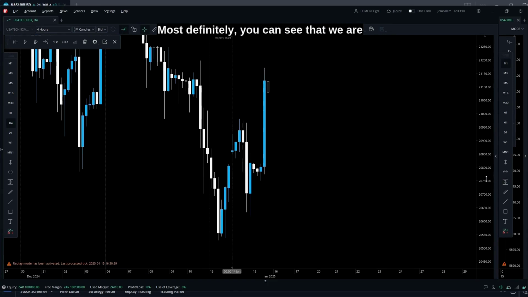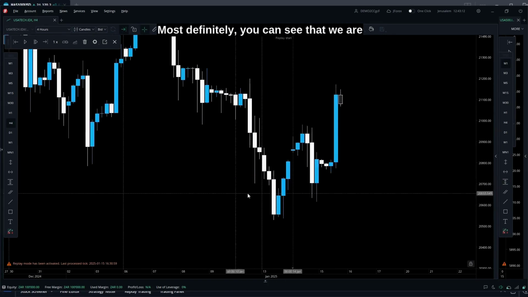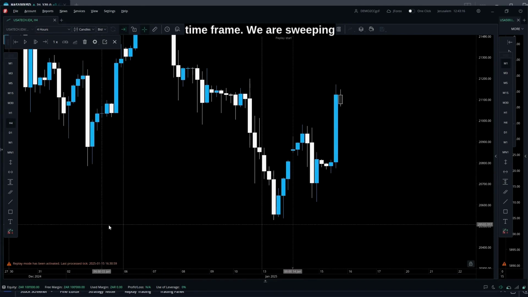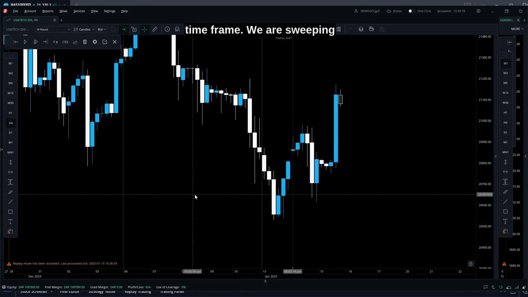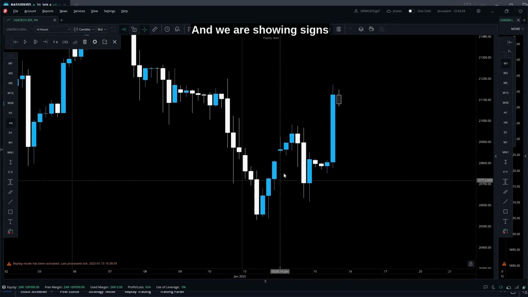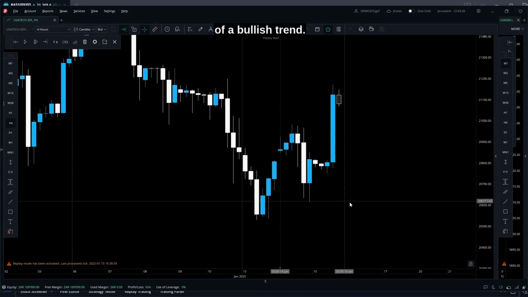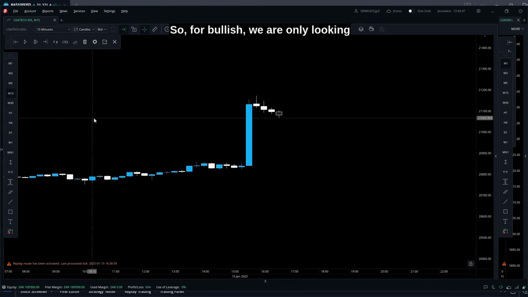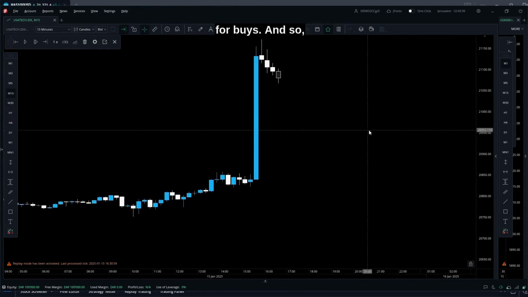Check on the 4 hour. Most definitely you can see that we are rejecting the high time frame. We are sweeping the low of the previous day, and we are showing signs of a bullish trend. So for bullish, we are only looking for buys.